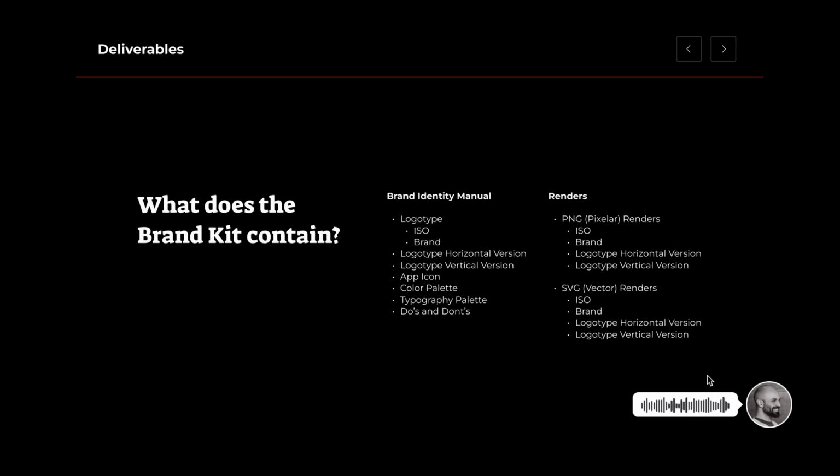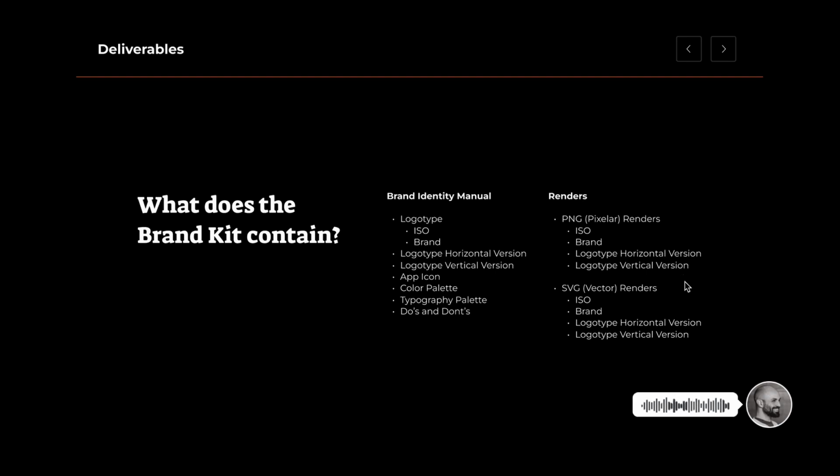What does the brand kit contain? This is what the client would get, the deliverables. So we have a brand identity manual featuring the logotype, the ISO, the brand, the horizontal version, the vertical version, the app icon, color palette, typography palette, and do's and don'ts for the brand.